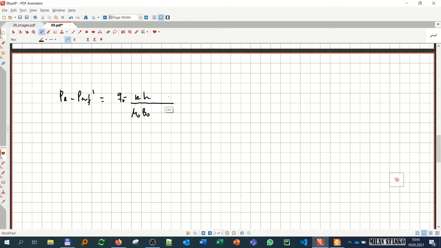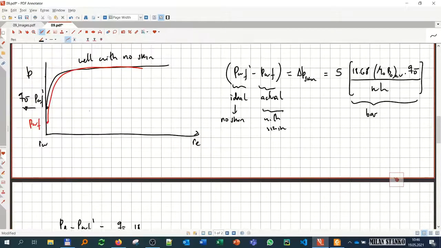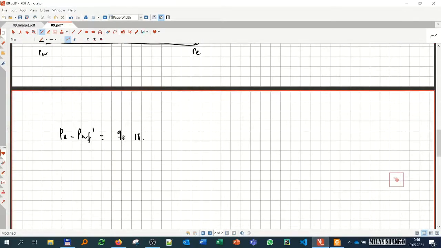Sorry, the opposite. This was 18.68 times mu BO at average times the ln of RE divided by RW minus 0.75. We're going to use here the pseudo steady state expression, divided by KH. And I hope I didn't forget anything.